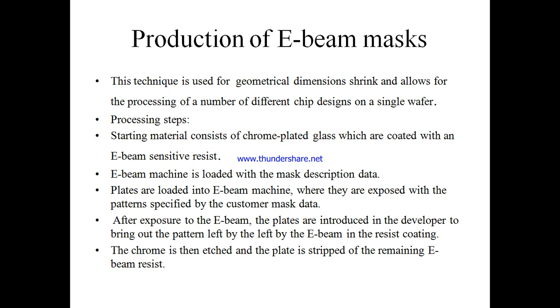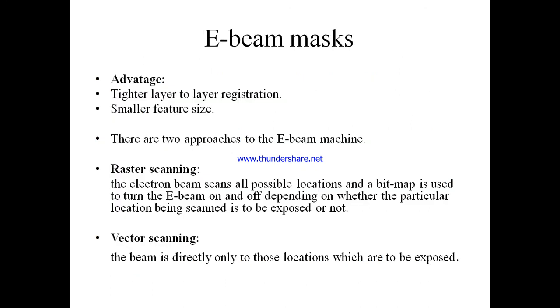After exposure to the E-beam, the plates are introduced into the developer to bring out the pattern left by the E-beam in the resist coating. The chrome is then etched and the plate is stripped of the remaining E-beam resist. The advantages of E-beam masking are tighter layer to layer registration and smaller feature size. There are two approaches to E-beam exposure. One is raster scanning and the other is vector scanning.